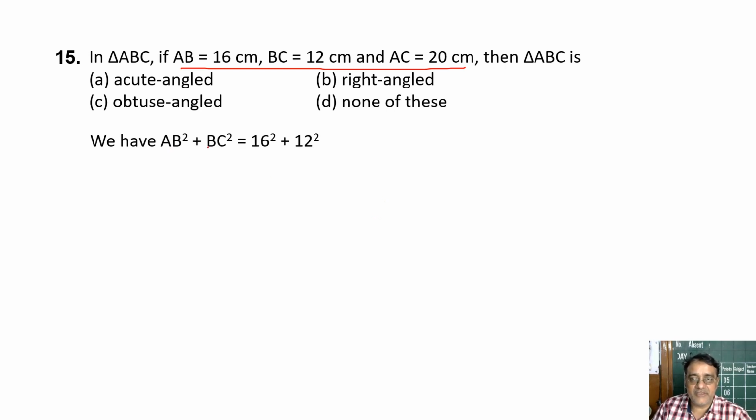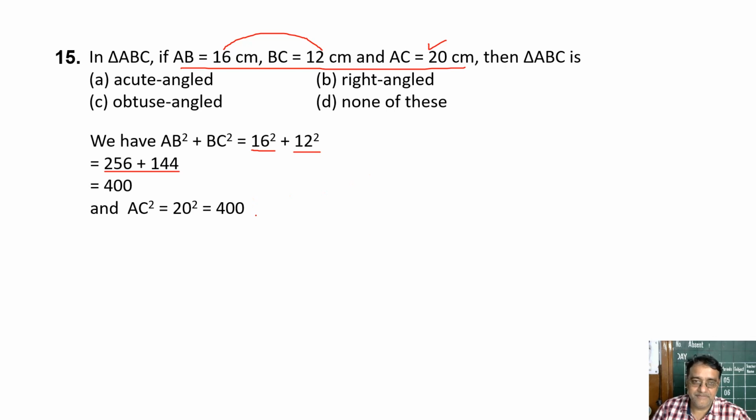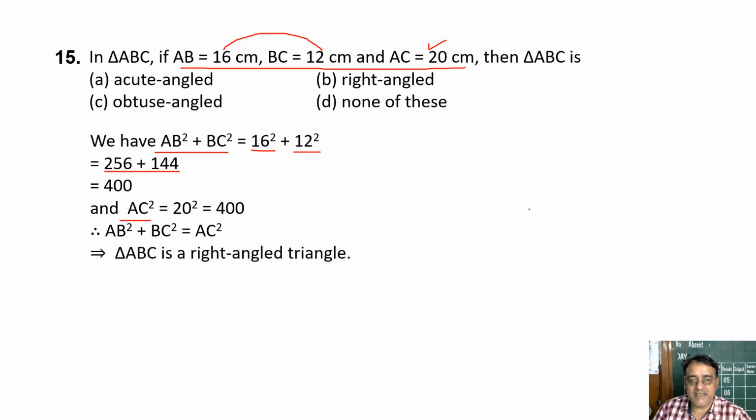So AB square plus BC square, because AC is the longest side, so we are going to check the sum of squares of these two sides. So 256 plus 144. What is the sum of these two? 400, and the square root of 400 is 20, right? So AC square is equal to 400. That means AB square plus BC square is equal to AC square. So by converse of Pythagoras theorem, angle B is 90 degree. So triangle ABC is a right angle triangle. And which is the correct option? Option B. Option B, right.